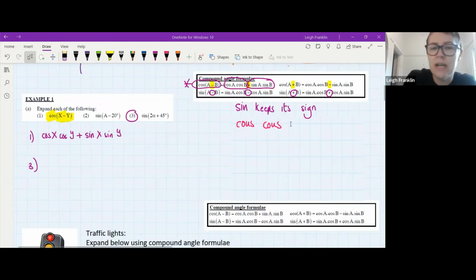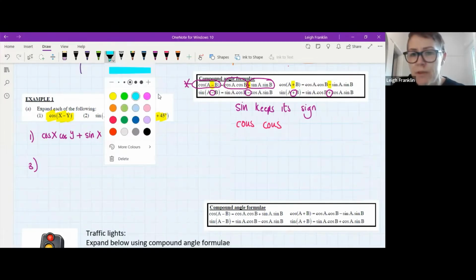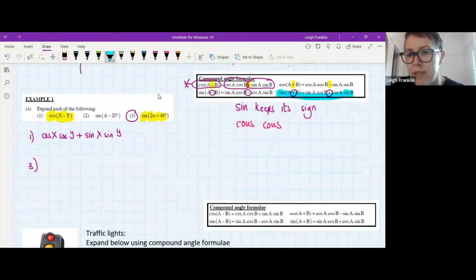Now, when it comes to something like sine 2 theta plus 45, this is why I was saying your special angles are so important, because 45 is a special angle. Now you look at it and recognize that it is a compound angle because it's made of the sum of two other angles. We know that it's going to be this one over here. Sine keeps its sign. So now we're going to expand it accordingly. So we've got sine 2 alpha cos 45.